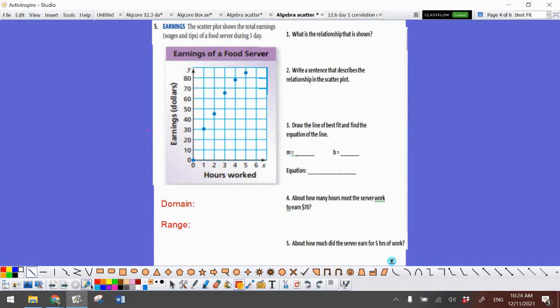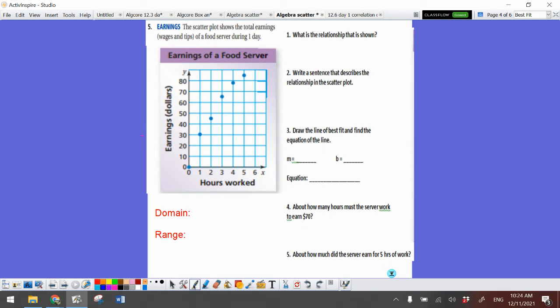Okay, let's take a look at some data again, see if we can kind of pull back what we talked about yesterday. So we're looking at the earnings of a food server. We've got hours worked and money earned. So, I mean, logically, you know that the more hours you work, the more money you should make. So if I was to describe the relationship, I see that this is positive because it is increasing.